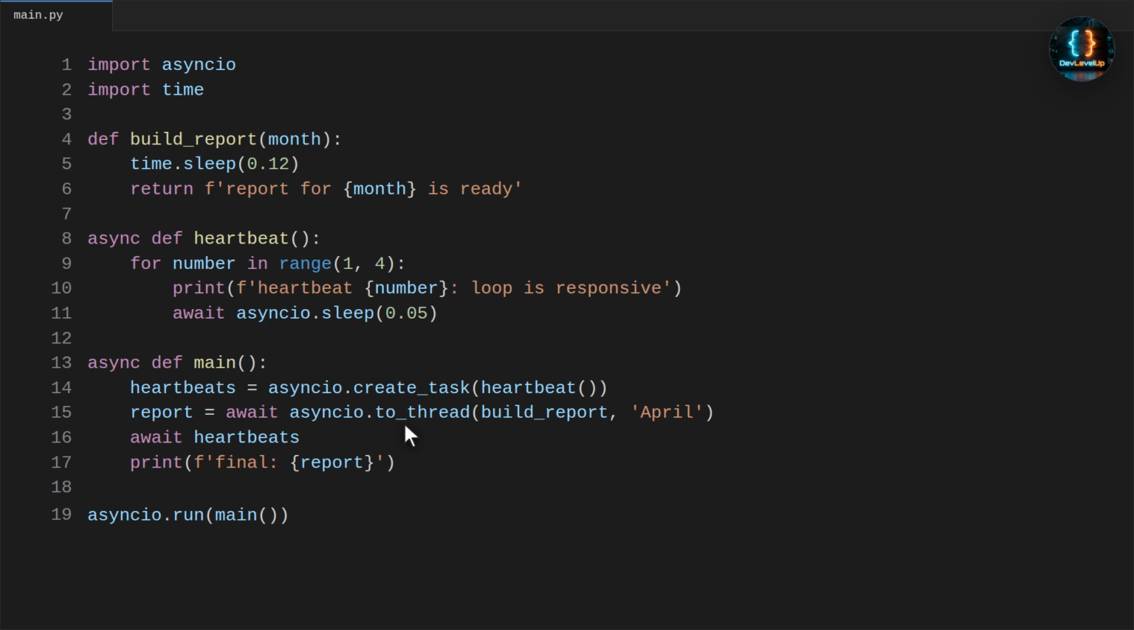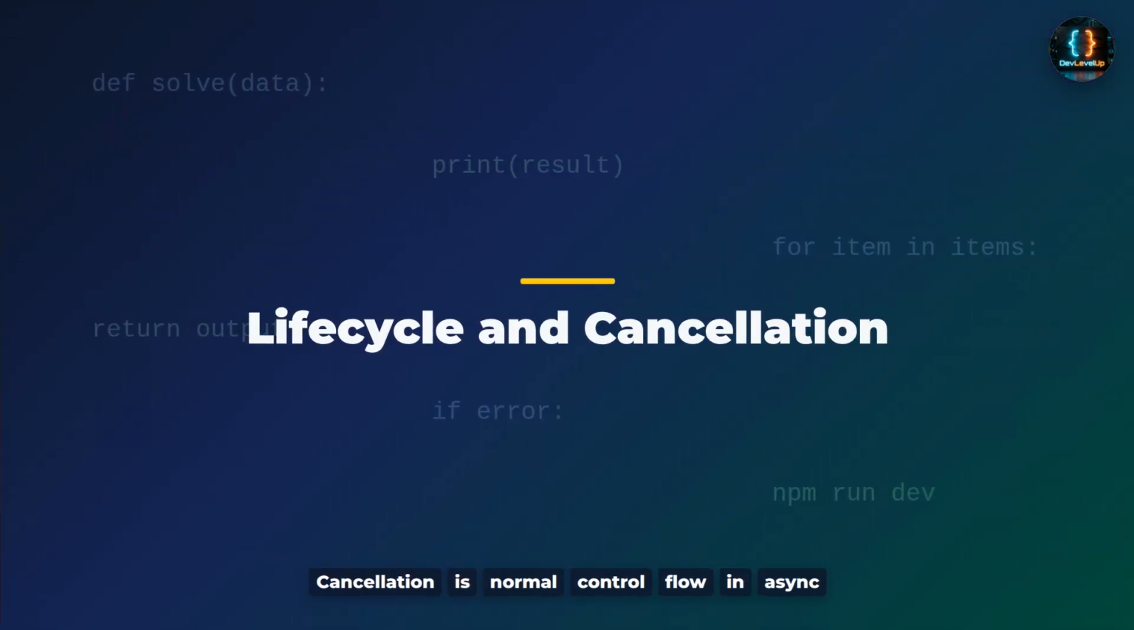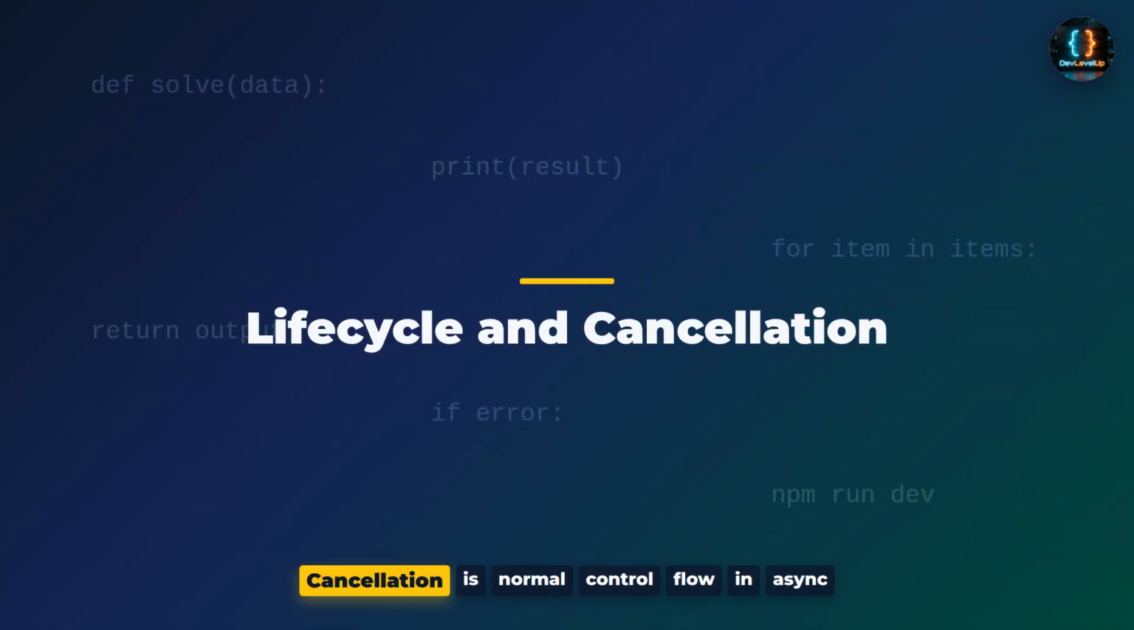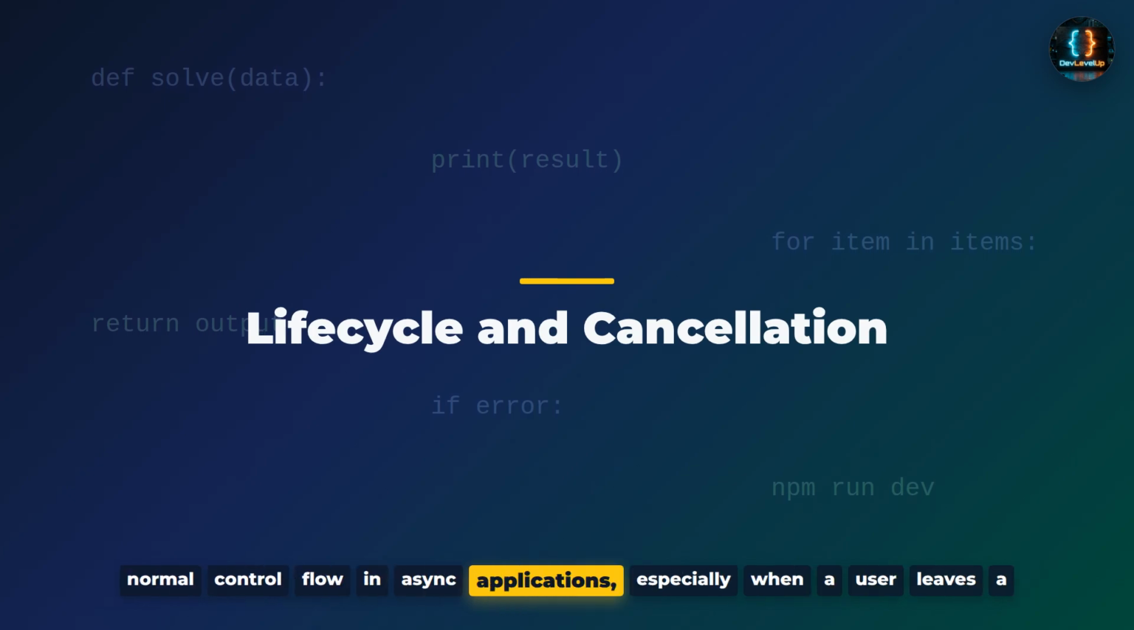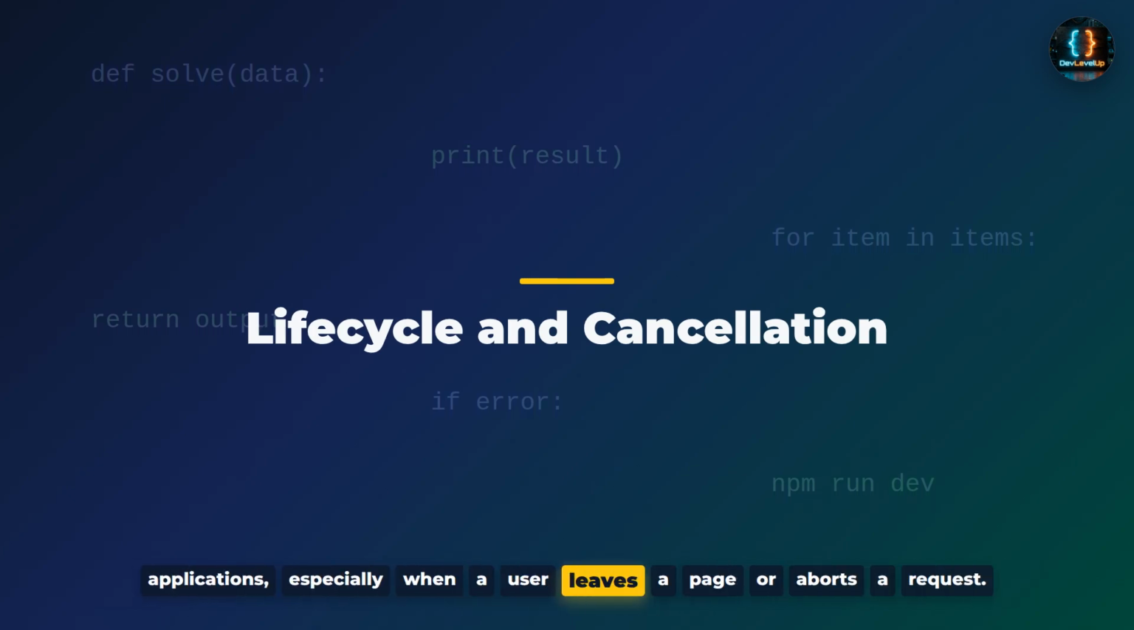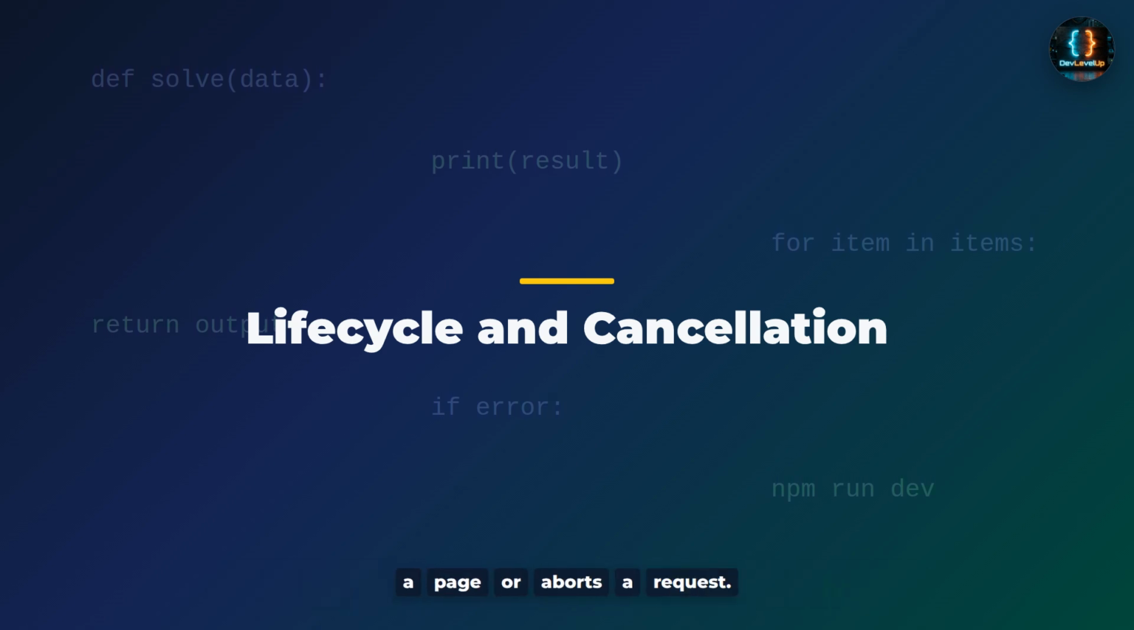Use to_thread for blocking I/O, such as a legacy SDK, file system call, or slow network client. If the function is CPU heavy, use a process pool or specialized worker system instead, because threads may still compete for Python's GIL. Background work needs a safe stop path. Cancellation is normal control flow in async applications, especially when a user leaves a page or aborts a request.